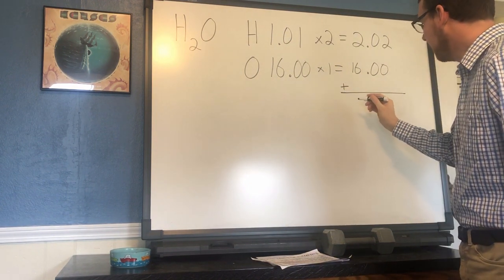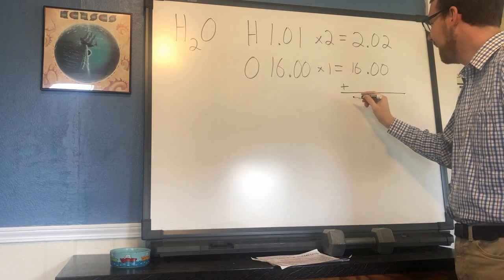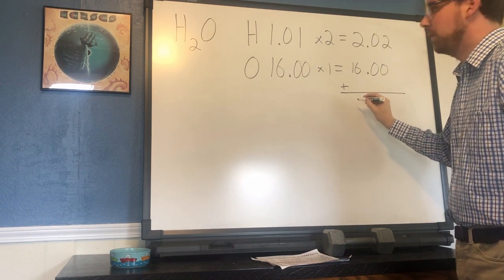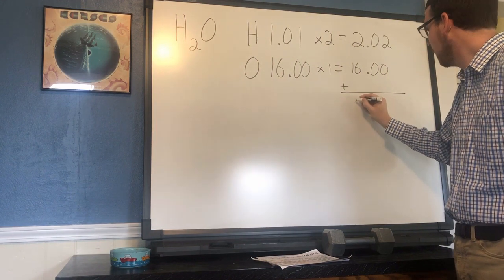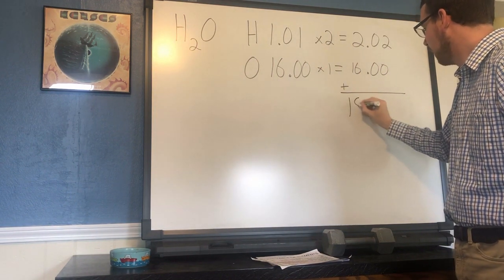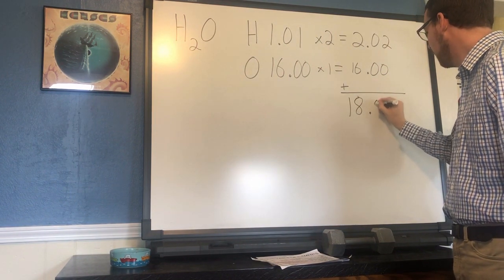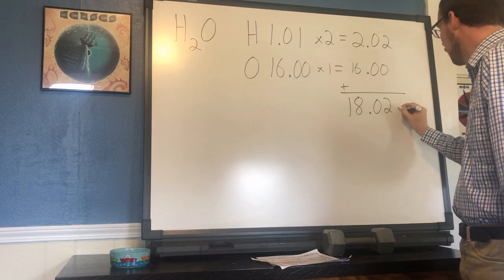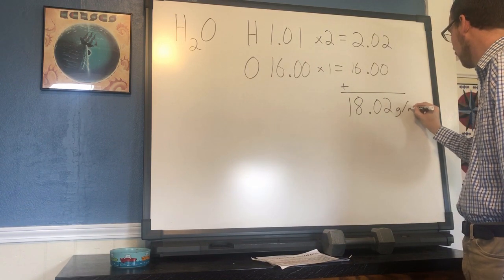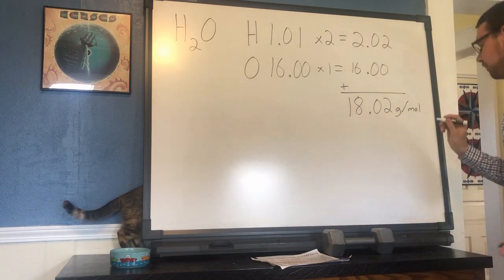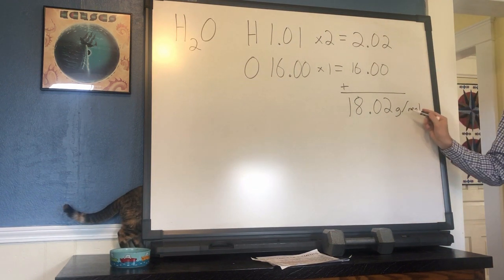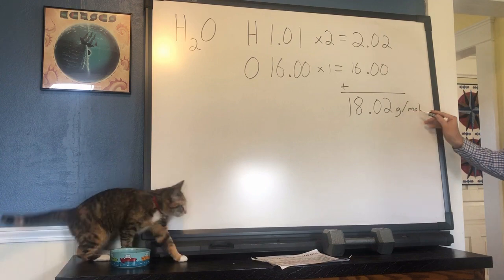So, adding together our masses, we end up with a molar mass of water of 18.02 grams per mole. This unit is then a conversion factor between the unit of grams and moles.